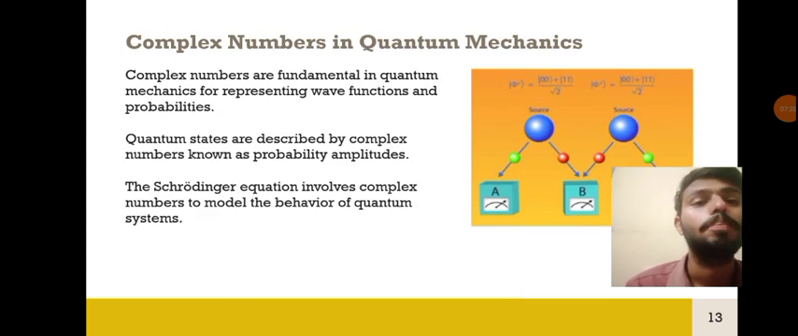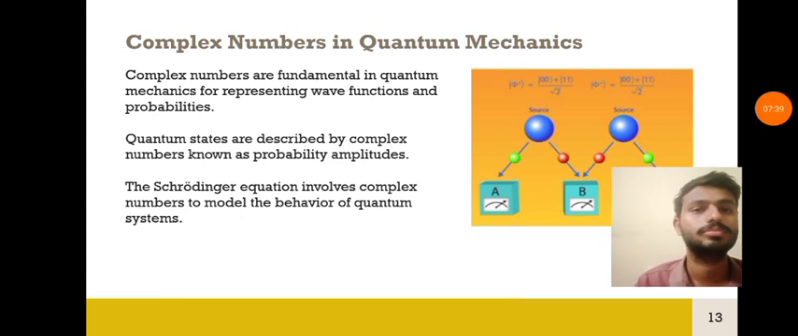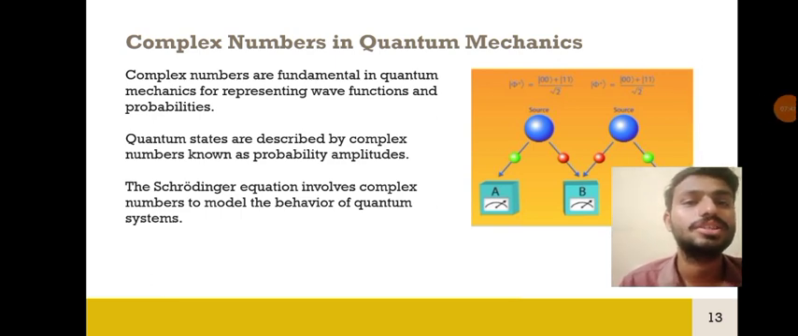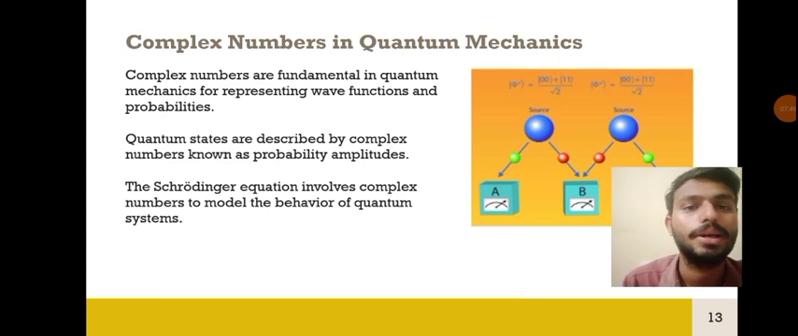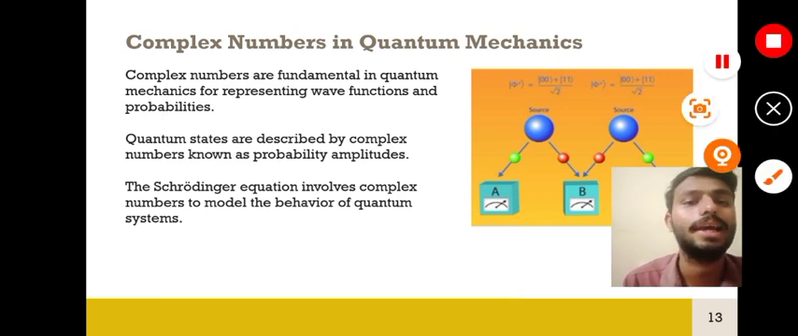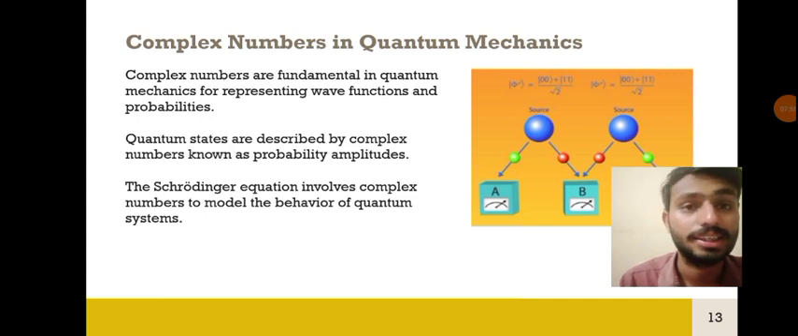Complex numbers in quantum mechanics. Complex numbers are fundamental in quantum mechanics for representing wave functions and probabilities. Quantum states are described by complex numbers known as probability amplitudes. The Schrödinger equation involves complex numbers to model the behavior of quantum systems.